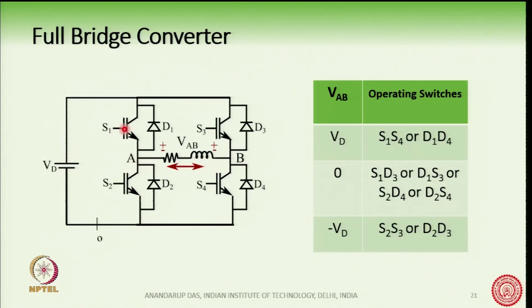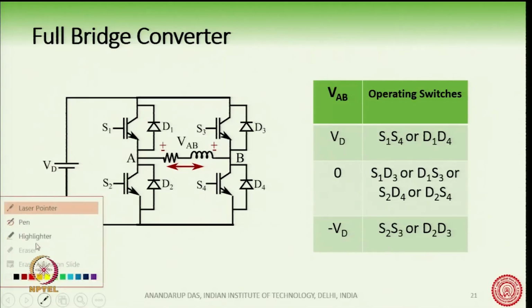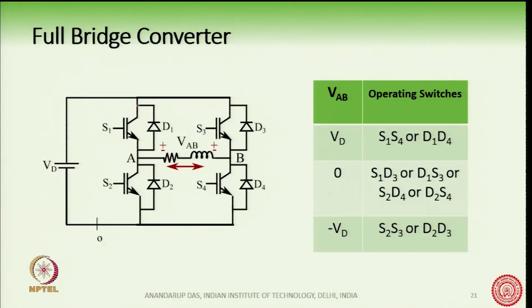As you can see here, this point is shorted to this point and this point is shorted to this point. If I turn on S1 and S4, the diagonal switches, I can see that the voltage VAB is nothing but VD.